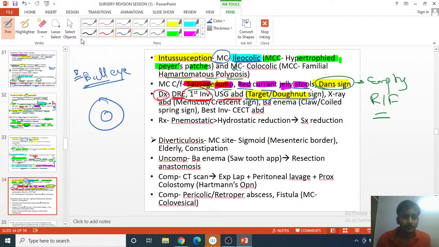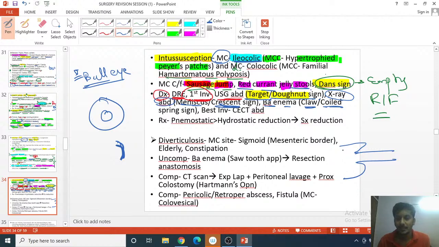Please remember, if an X-ray abdomen is performed, in X-ray abdomen you can see a meniscus sign or a crescent sign. Remember, meniscus or crescent sign is seen on X-ray abdomen. And what will be seen on barium enema? On barium enema you will see this, your invaginated part. If you perform a barium enema, we can see a claw sign or a coiled spring sign. So this can be seen as your claw, okay? Or else a coiled spring sign would be seen.